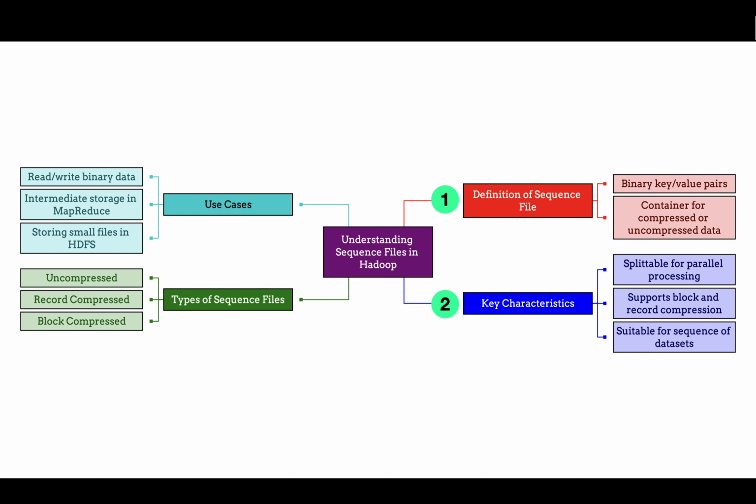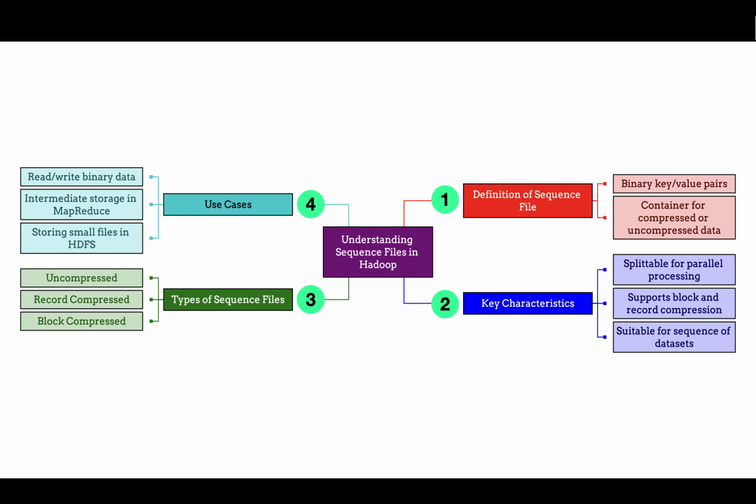2. Key characteristics. Sequence files are splittable, which allows parallel processing in Hadoop. They support block compression and record compression, and they are suitable for storing a sequence of datasets. 3. Types of sequence files. There are 3 types of sequence files: uncompressed; record compressed, where only values are compressed; and block compressed, where both keys and values are compressed in blocks.